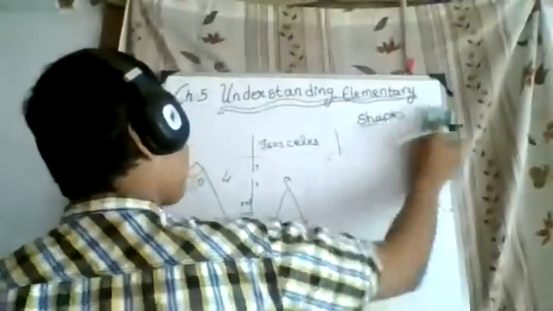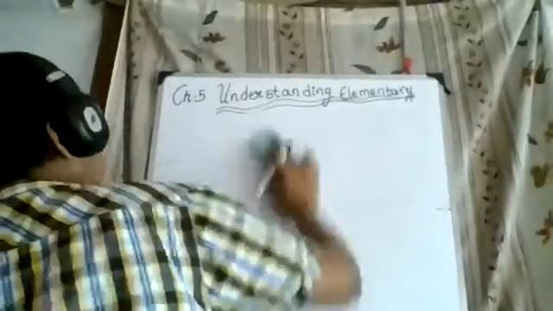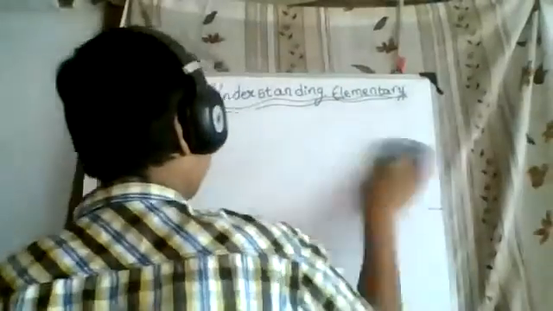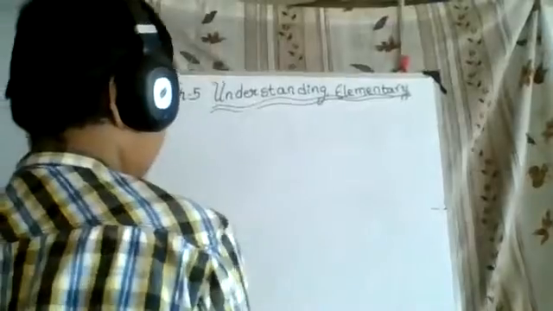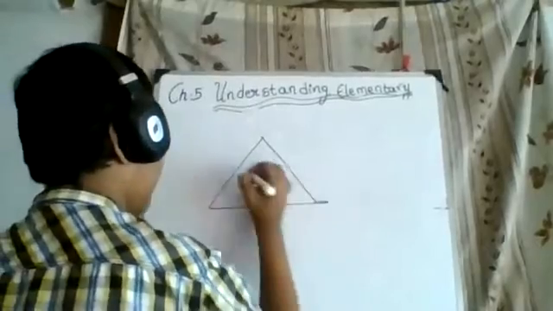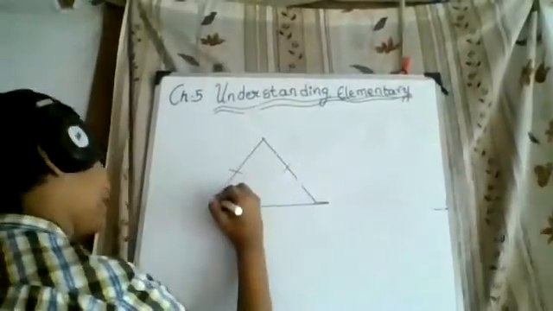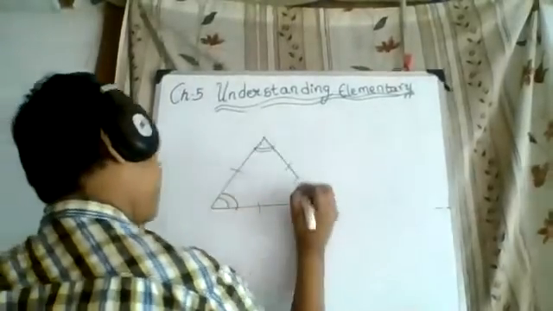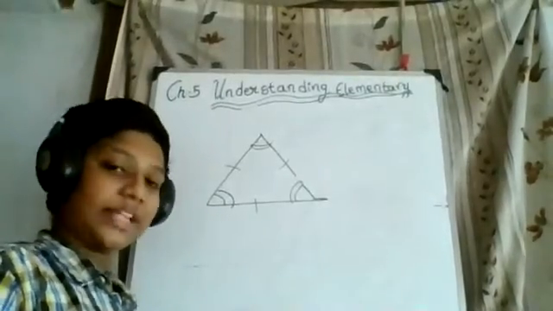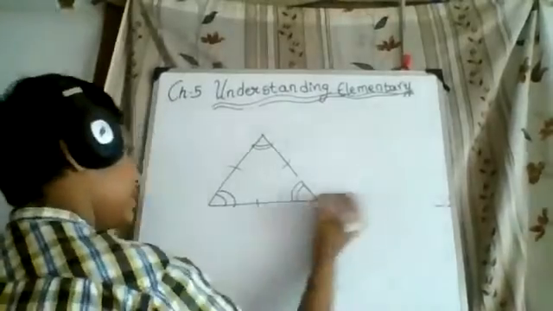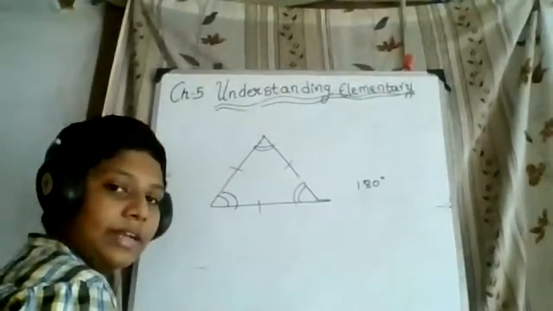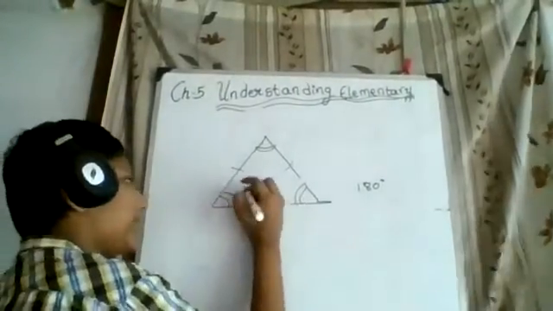See, this is an equilateral triangle with all three sides equal, all three angles equal. Now we have to tell what is the measure of each angle. We know the sum of the angles in a triangle is 180 degrees. Means if we add three angles, we should get 180 degrees. So let us represent this angle as x.